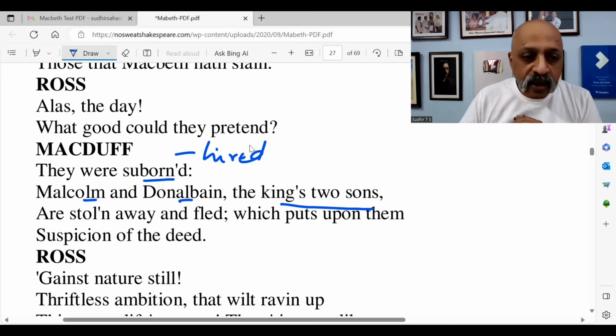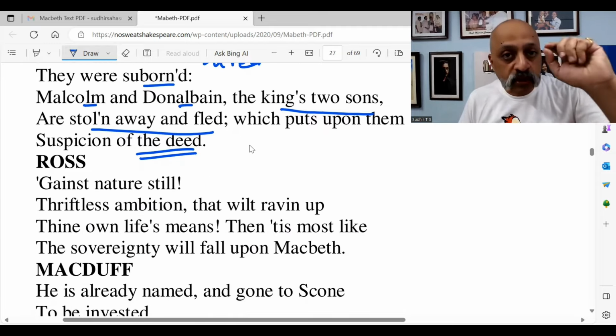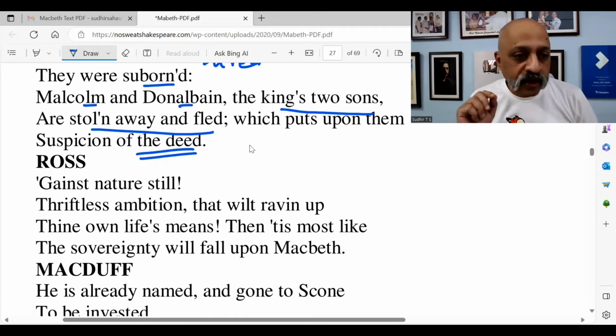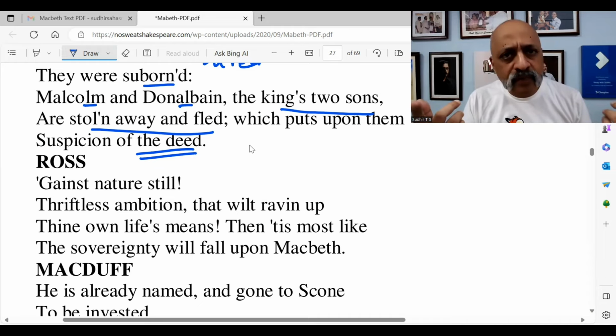Ye dono bete, they have wahan se gayab ho gaye hain, aur isi wajah se unke upar suspicion of the deed, is khoon ka shak unke upar jata hai. Against nature still, thriftless ambition that wilt raving up thine own life's means. So he says, Ross says, that is even more unnatural.